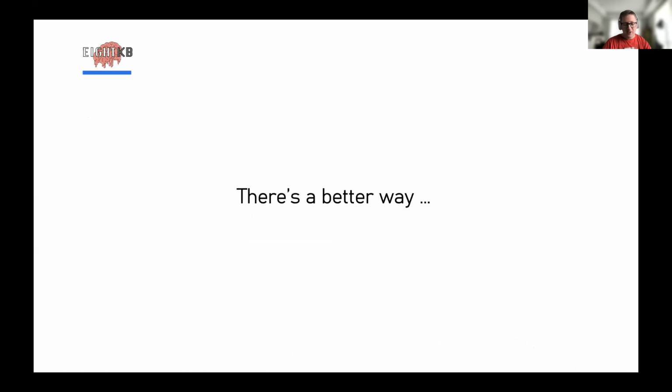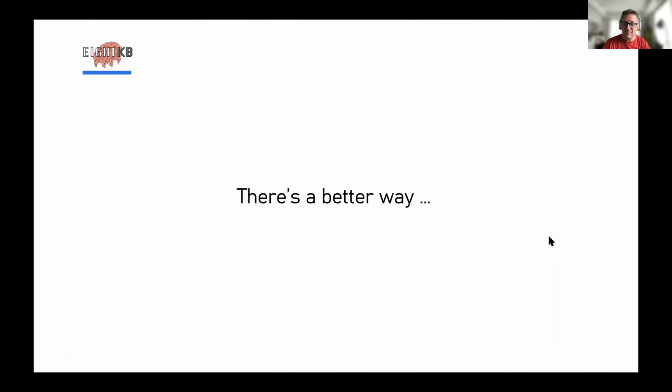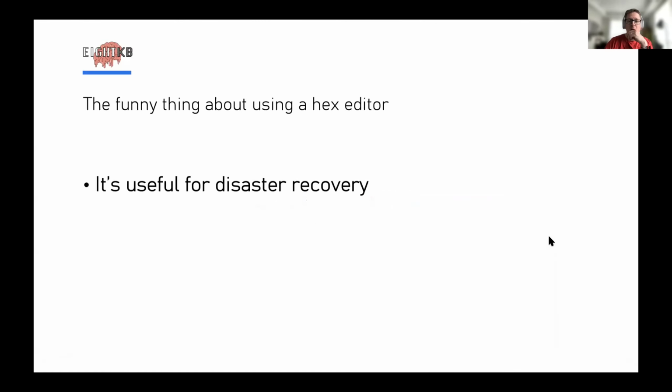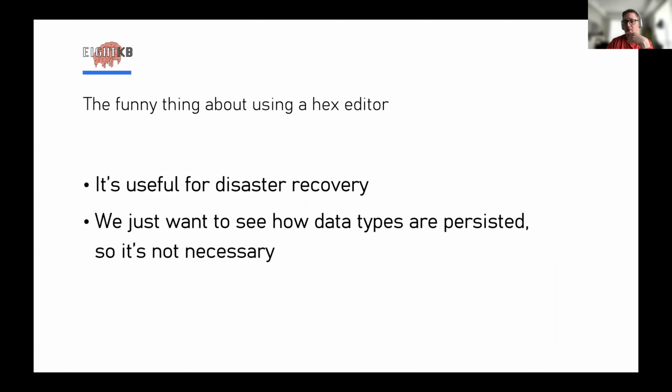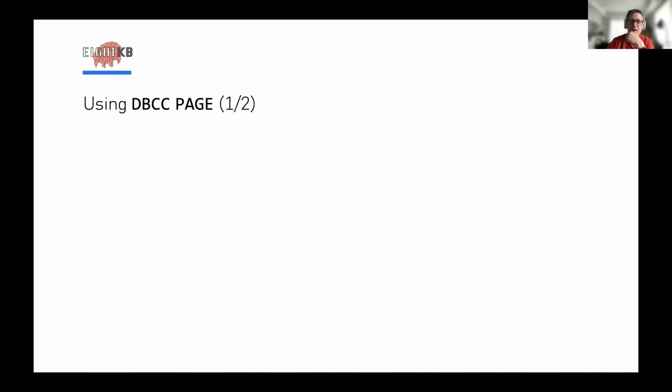There's a better way. We don't have to go through Hex Fiend and reverse engineer everything. We can use a hex editor. It's very useful for disaster recovery. But if you can mount the database and you can look at the database using DBCC PAGE, well, why don't you just use DBCC PAGE? It does all the heavy lifting for you.